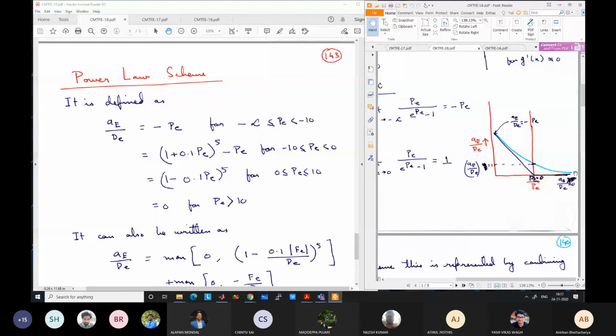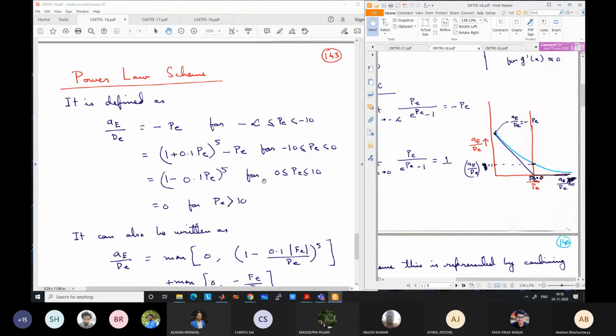In between, we have two curves. One is 1 plus 0.1 P to the power 5, minus P, again based on error minimization. This has been derived. This very closely follows this part. And from 0 to 10, we have 1 minus 0.1 P to the power 5. This follows very closely the other side. These two curves reach the value, that is, they intersect these two lines at minus 10 and plus 10.